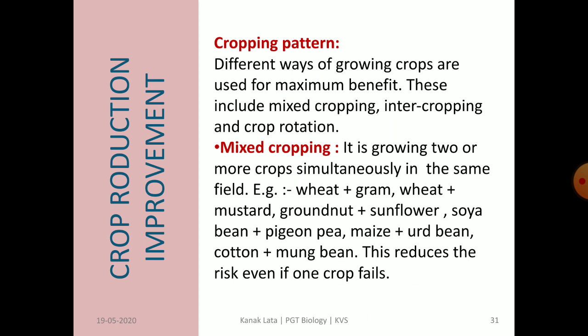Mixed cropping means growing of two or more crops simultaneously in the same field. Example, wheat and gram are grown together, wheat and mustard are grown together, groundnut and sunflower, soya bean and pigeon pea, maize and urad bean, cotton and mung bean, etc. The advantage of mixed cropping is that if one crop fails to grow, then the other is ready for production.